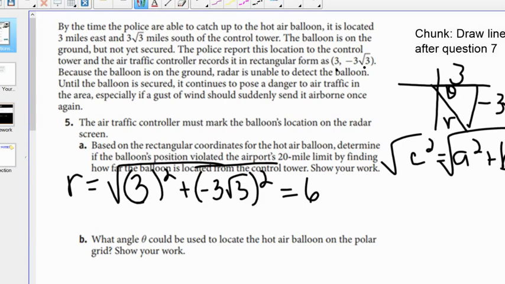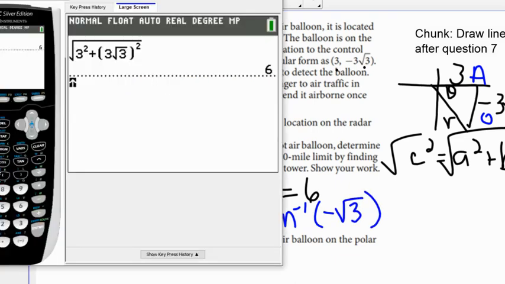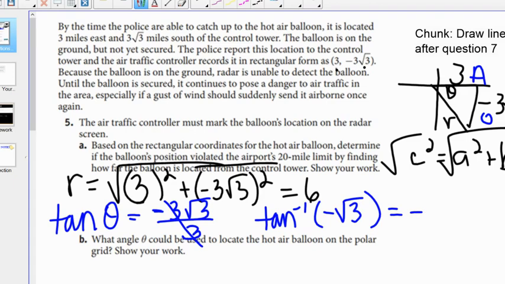So the r value is 6, and then to get theta, we have opposite and adjacent given. We would use tangent, opposite over adjacent. So really we're looking for tan inverse of negative square root 3, since the 3's cancel. Tan inverse of negative square root 3 gives us negative 60, which does work as an answer.